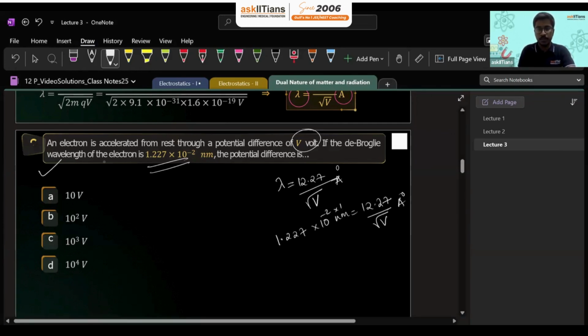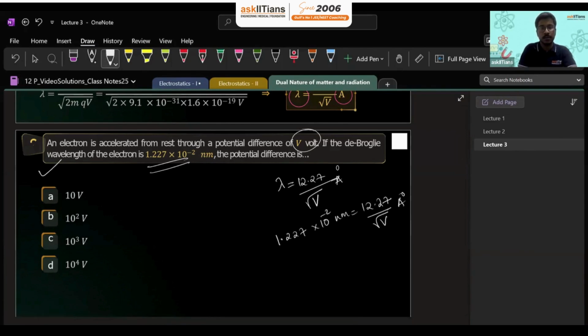But let's do one thing. Let's write this nanometer as 10 power minus 9. So I will do 10 power minus 9. And this Armstrong I can write as 10 power minus 10. So I can take this to the other side. So this becomes root v is equal to 12.27 into 10 power minus 10 divided by 1.227 into 10 power minus 11.